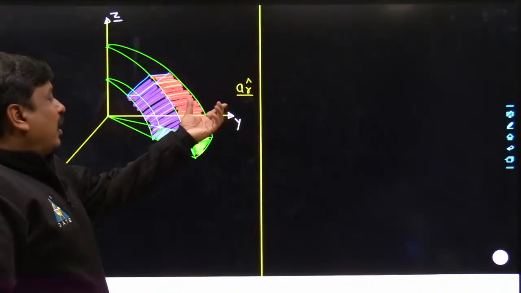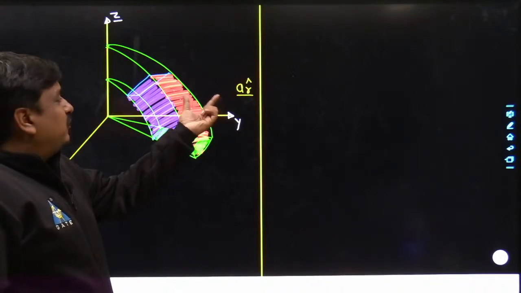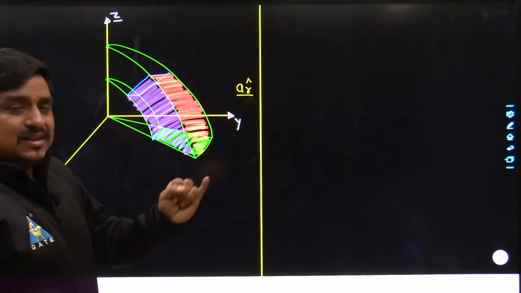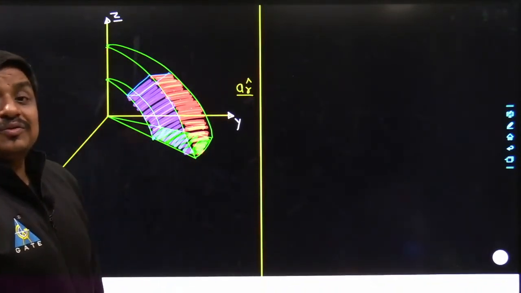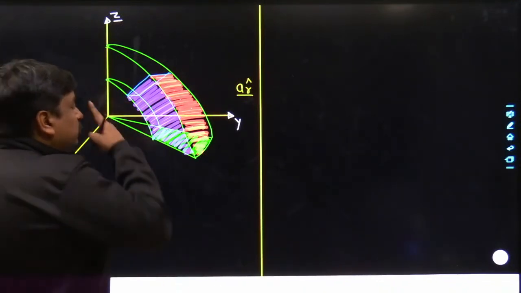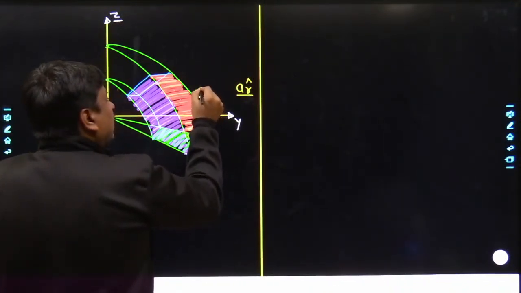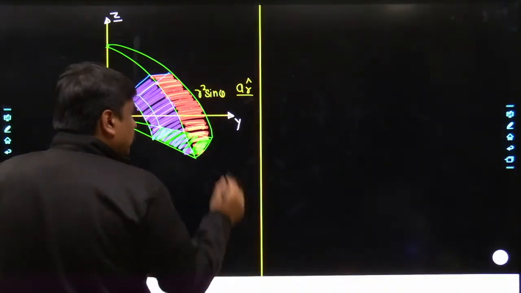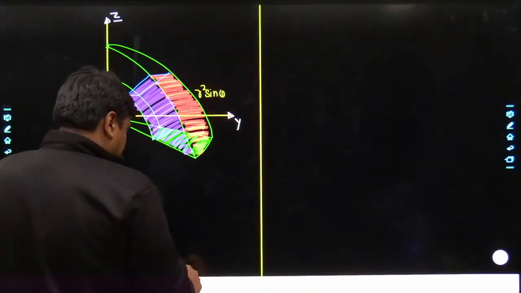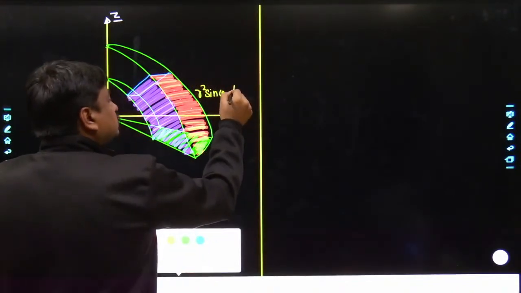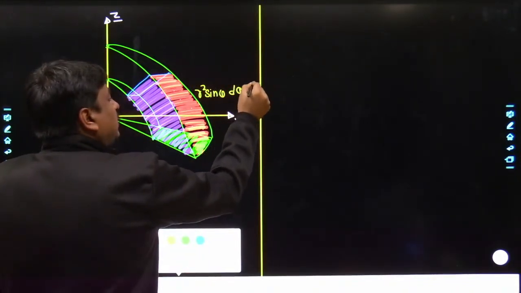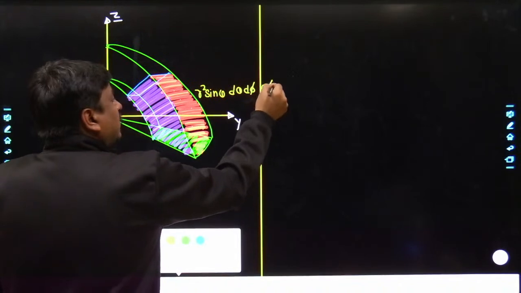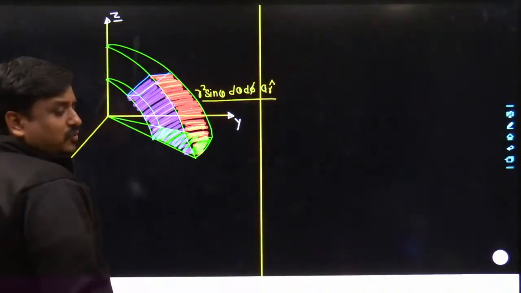Agreed? What are the two numbers that would come into the picture? The first number would come because of the change in theta. The second number would come because of the change in phi. So put together, the result used to be r squared sine theta d theta d phi, and it is in the direction of a_r cap.